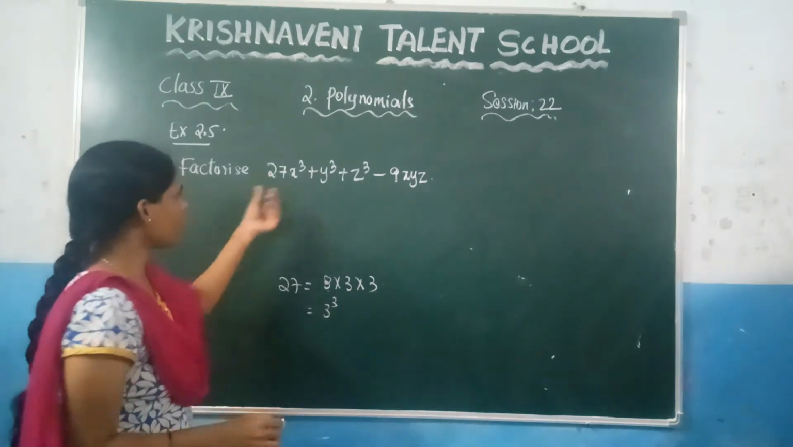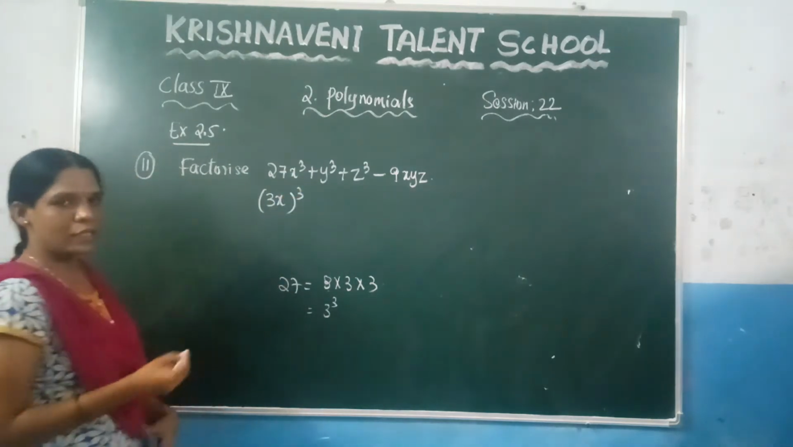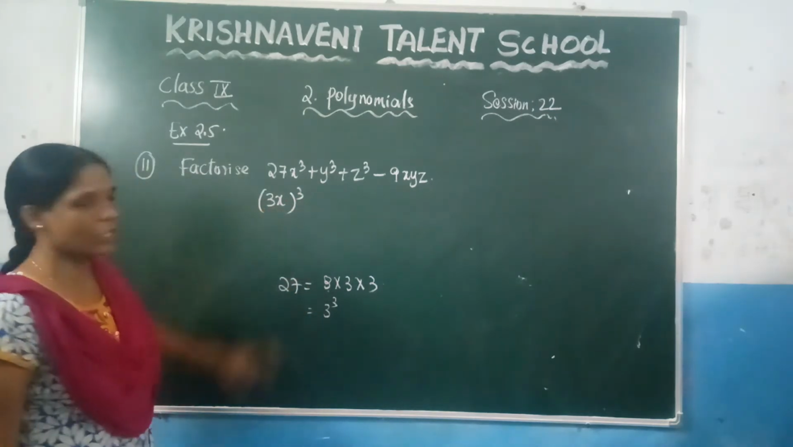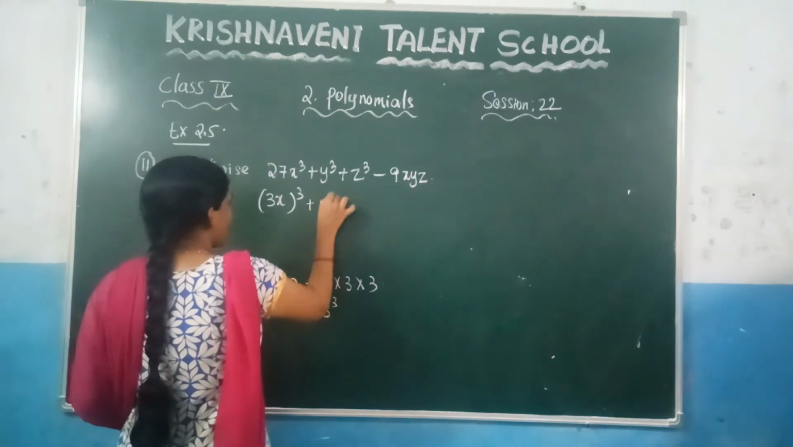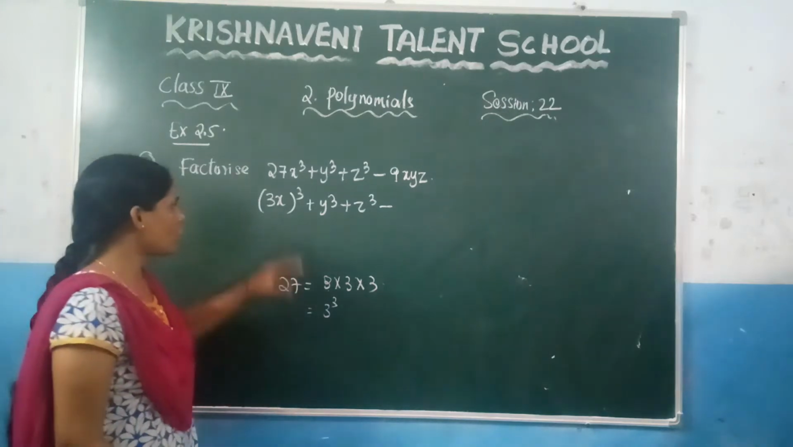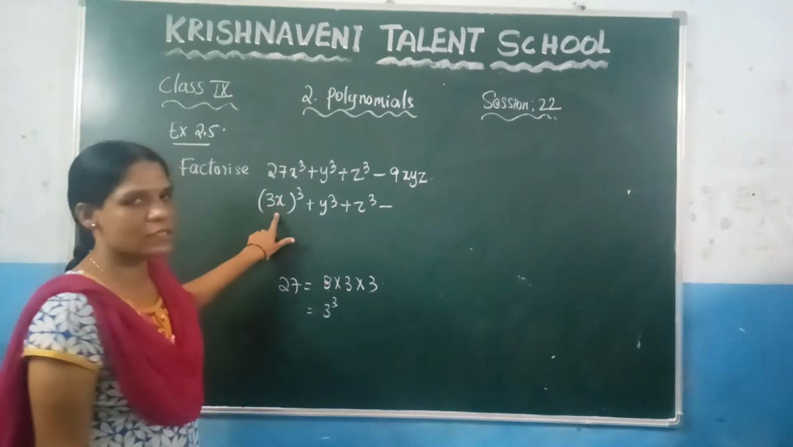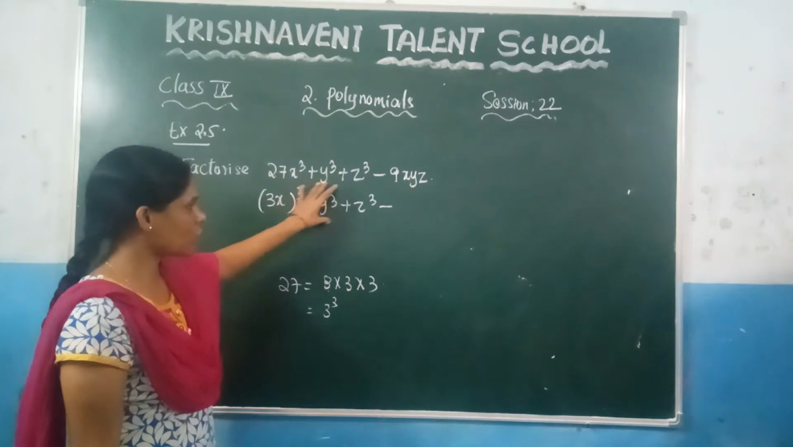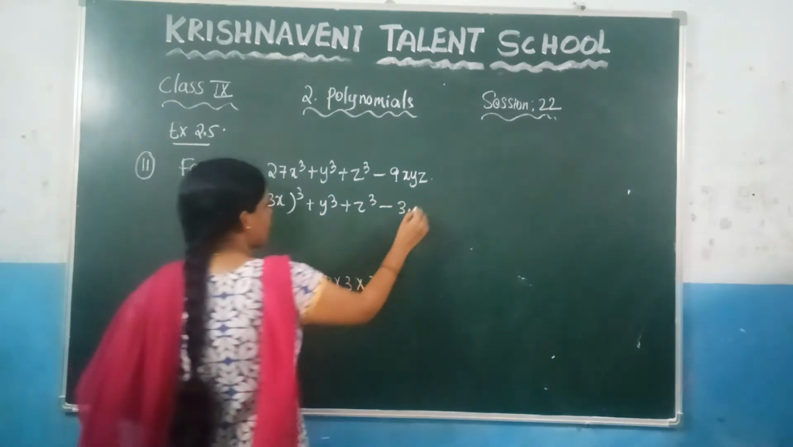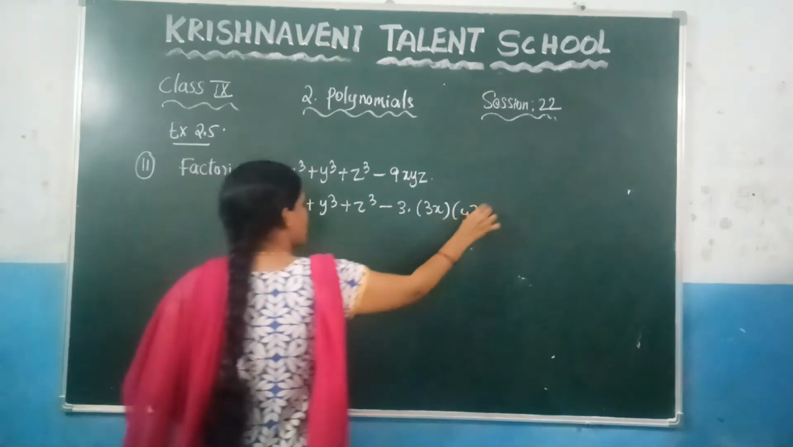So how can you write this one? You can write this one as 3x whole cube, right? And this cube is applicable to both of these values. You know that 3 cube is 27 into x cube. So write it here, y cube plus z cube. Now you can observe that we have written it in the form of x cube plus y cube plus z cube, right? What is there in the place of x here? 3x is there. So this is x cube plus y cube plus z cube minus 3xyz. What is the value of x here in this case, which is 3x? And what is the value of y, which is y? And what is the value of z, which is z?